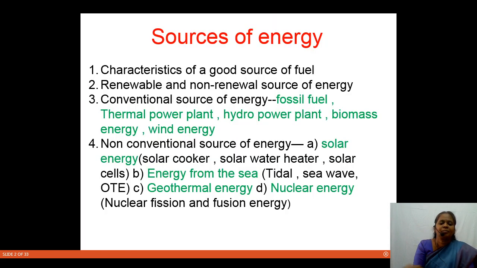In this lesson, we are mainly going to discuss two important sources of energy: one is renewable, and another is non-renewable source of energy. Examples of renewable, which we call non-conventional sources of energy, are solar energy, energy from the sea, geothermal and nuclear energy. Similarly, we have to discuss non-renewable sources of energy, meaning conventional sources: fossil fuels, thermal power plant, hydropower plant, biomass and wind energy.